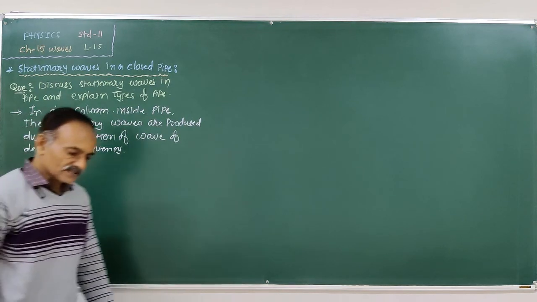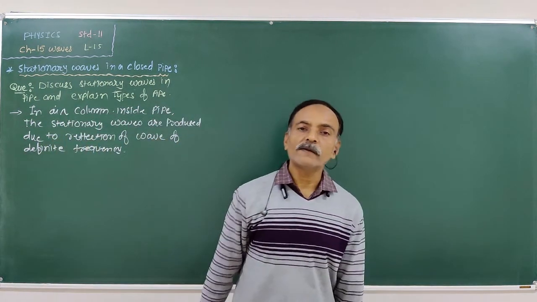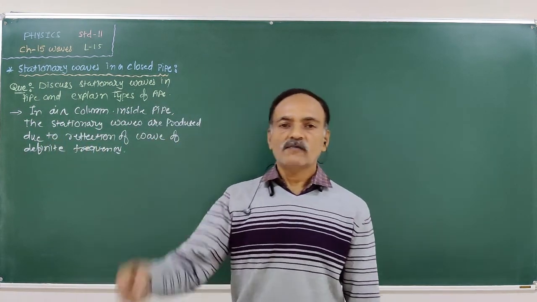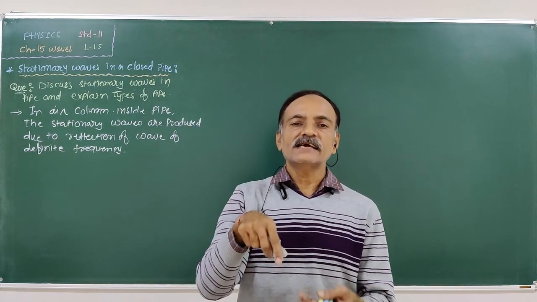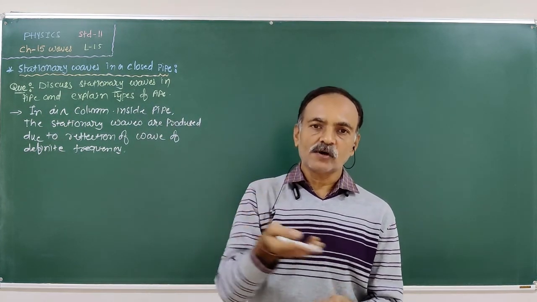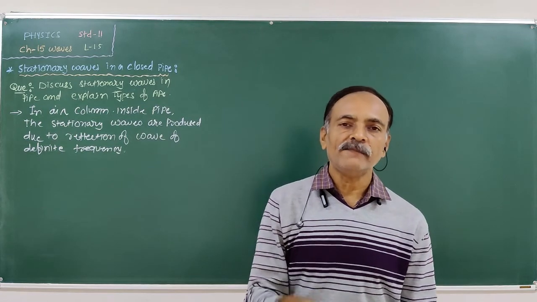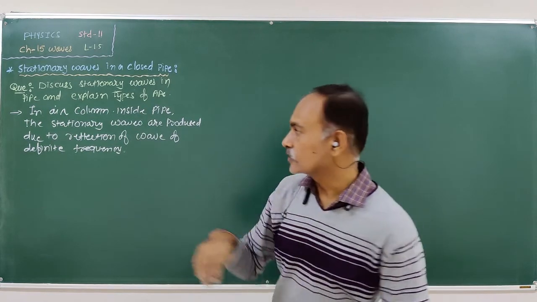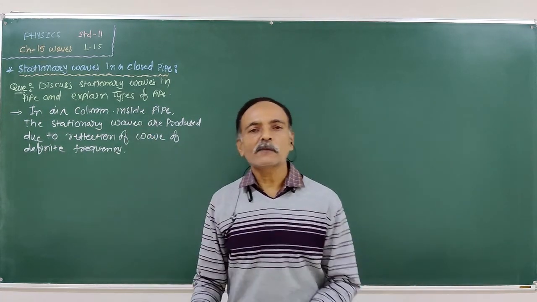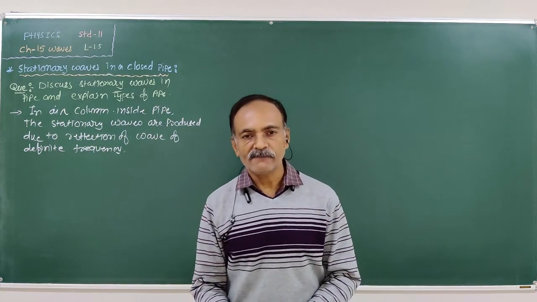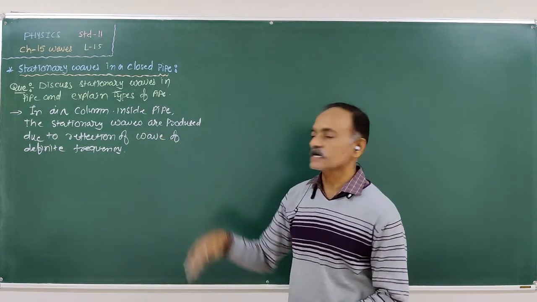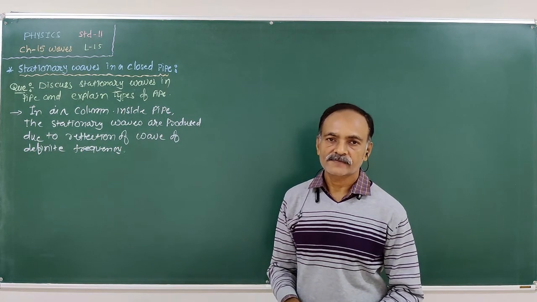So how are the waves generated in a column of a pipe? Here one wave is going inside, and it is reflected from the surface of the water, or in an open pipe that is the return wave. So both waves are superposed in the medium inside the pipe. Therefore the stationary waves are produced in a pipe.